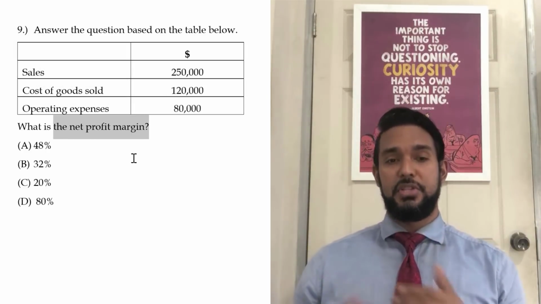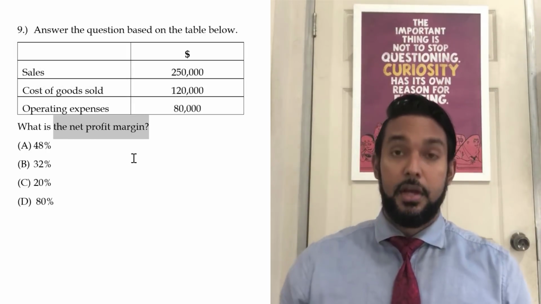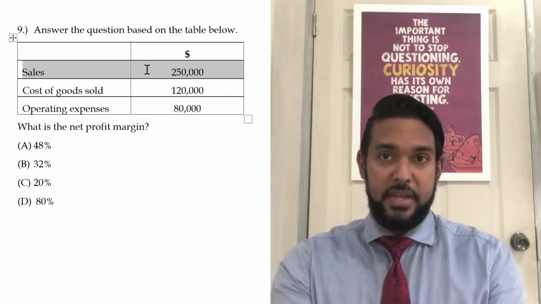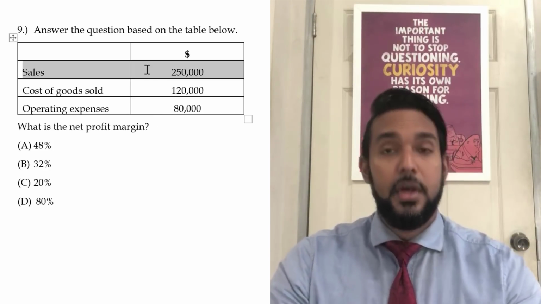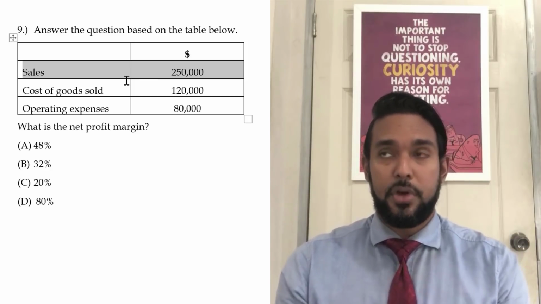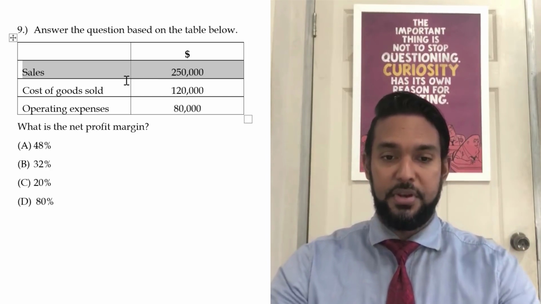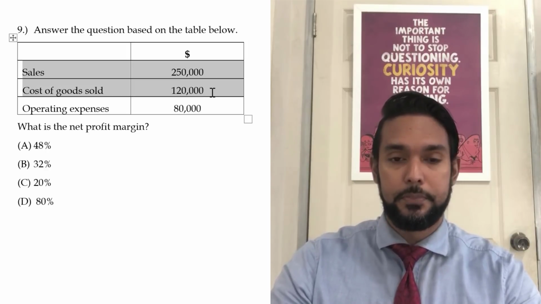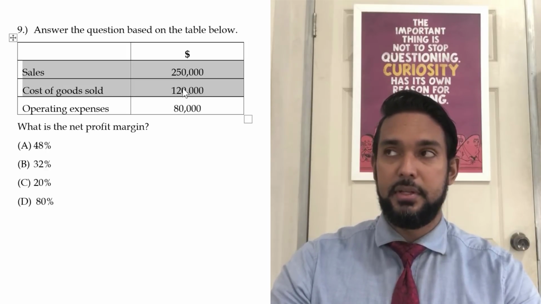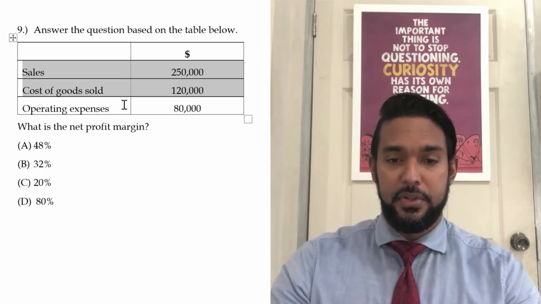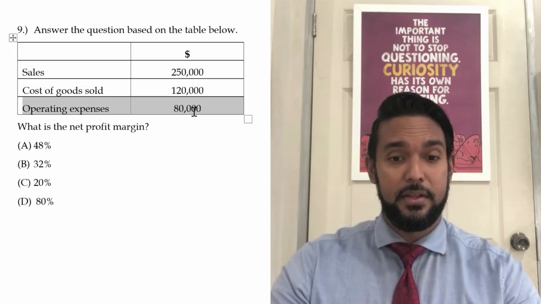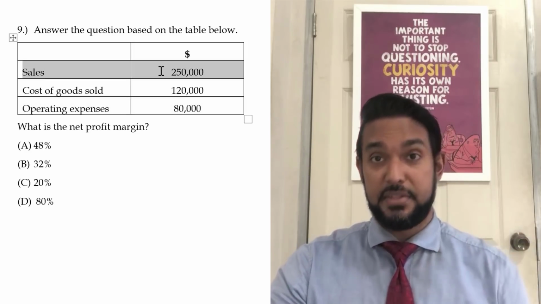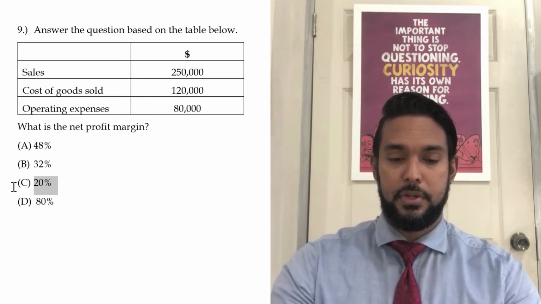So net profit margin is net profit divided by net sales. Now we don't have returns inwards and we don't have net sales, we just have sales. So we're going to have to make do with that for the calculation. Net profit is gross profit minus operating expenses, and to find gross profit, we need sales minus cost of goods sold. So 250 minus 120 is 130. 130 minus 80 is 50. That's net profit. And if you put 50 over 250, that gives us a fifth. And 1/5 is 20%.